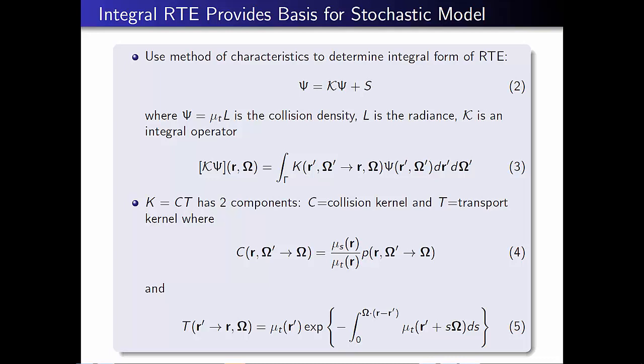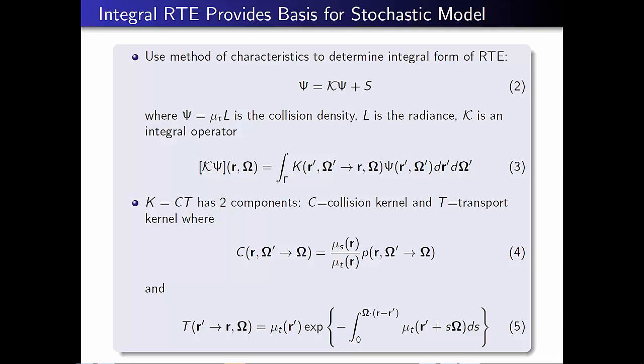psi, the collision density. This collision density is related to the radiance by a factor mu t. And then on the right-hand side, you have this fancy K, which is an integral operator acting on psi, and it's given by equation 3. And then you have this source term, S. So the integral operator in its integrand has this plain k function, which is composed of two kernels, a collision kernel and a transport kernel.